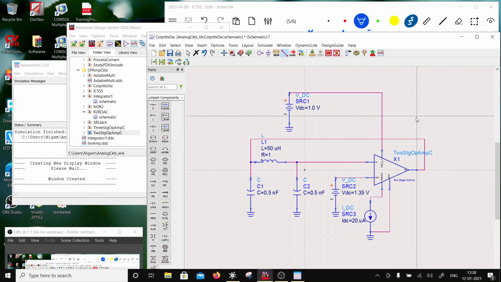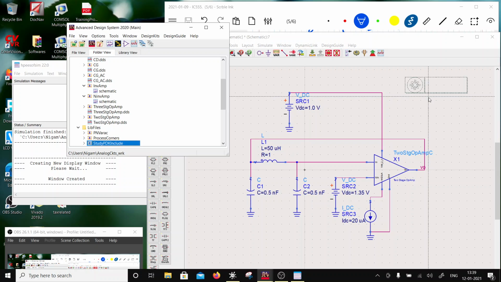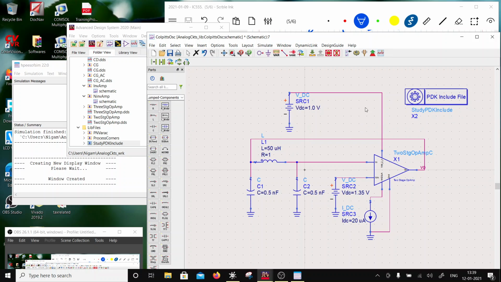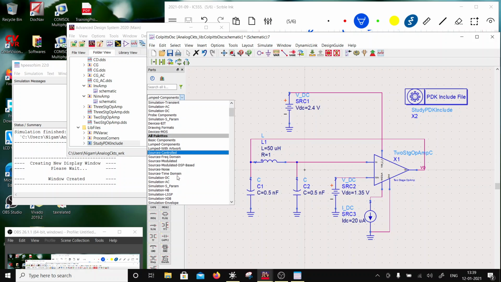Okay, so I'm ready with the Colpitts Oscillator. All I have to do is name the output node. So I'll name this node as VO, right? So that's a Colpitts Oscillator, and I'm going to do a transient simulation. So first of all, I have to put a include file. So from the library folder, put in the include file here. Okay, another thing is this is 2.4 volts, right? 2.4 volts. Okay, so I have put here that, and I'm going to do a transient simulation.